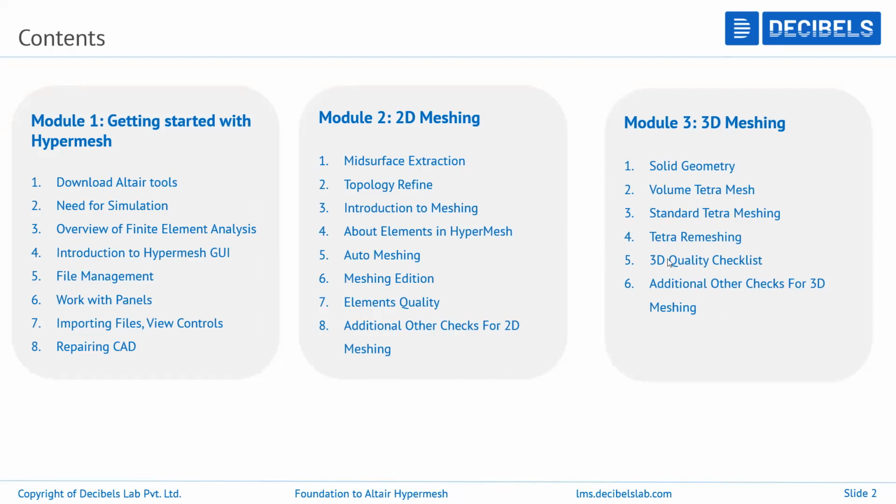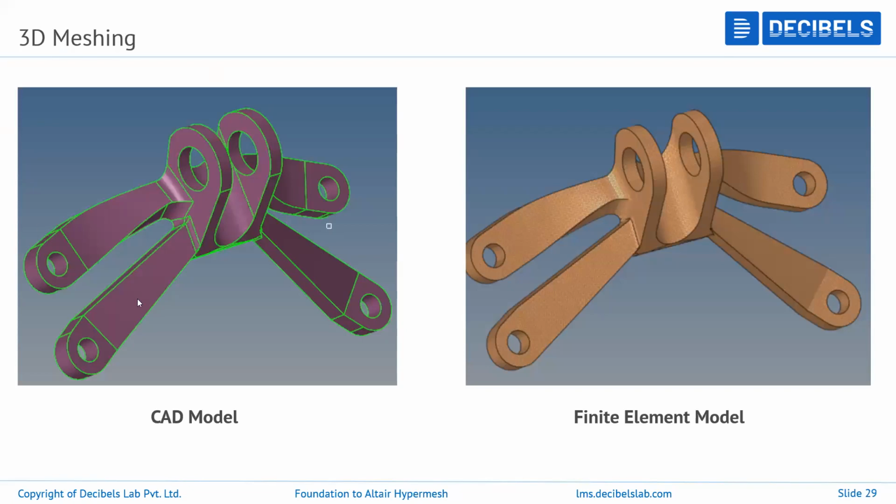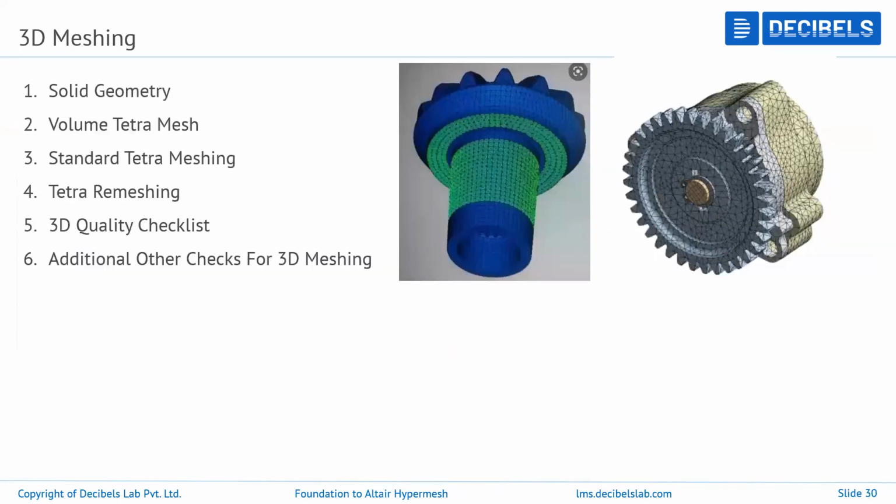We'll get started. The image, as you can see here, is the component we are going to mesh today. This is one of the engine components. The left side one represents the CAD model, and the right side one is the finite element model. I have used tetra elements. So before proceeding to the creation of the tetra elements, we'll have a small look at what solid geometry is.